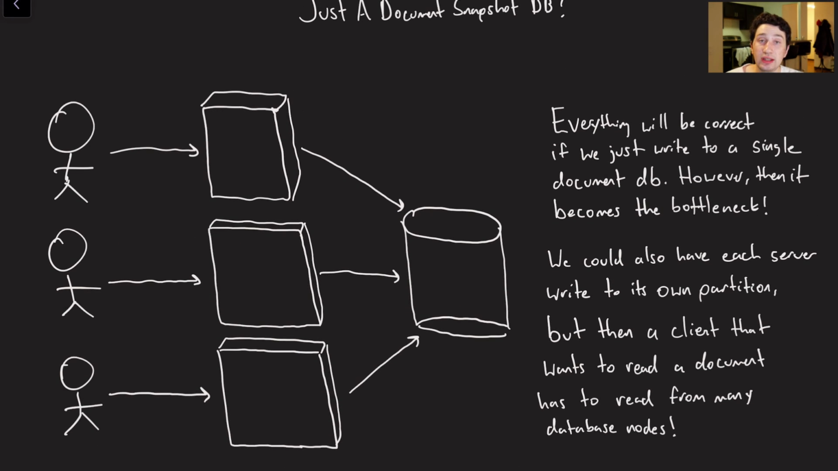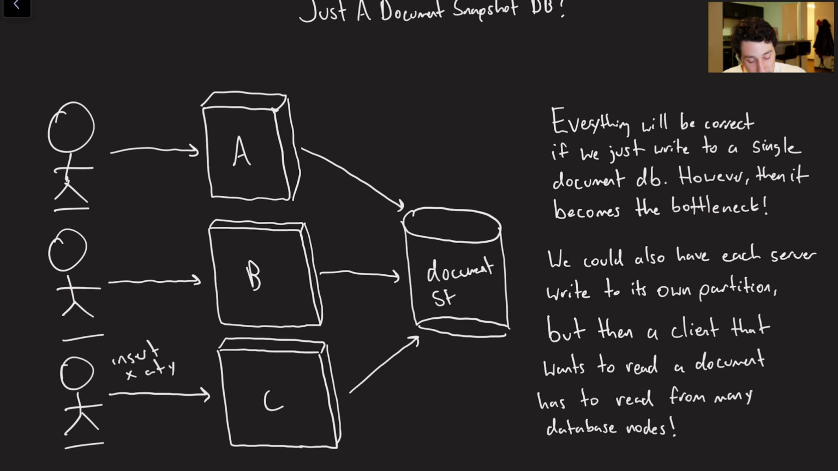Cool. So the last thing I wanted to touch upon quickly was, Jordan, you've made this whole over-engineered solution. Couldn't we just do this with just a document snapshot database? And the answer is actually yes, you could. So if this is server A, server B, and server C, and these are set up so that any of our clients can make writes to them, insert X at Y, what we could actually do is just store our document state in here.